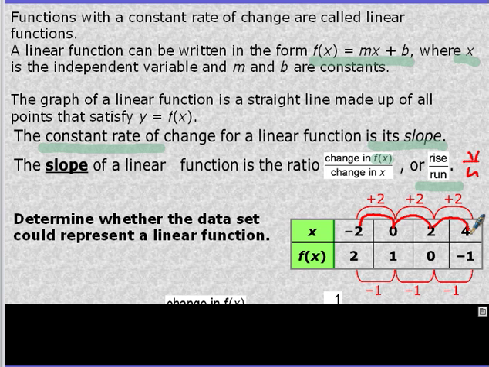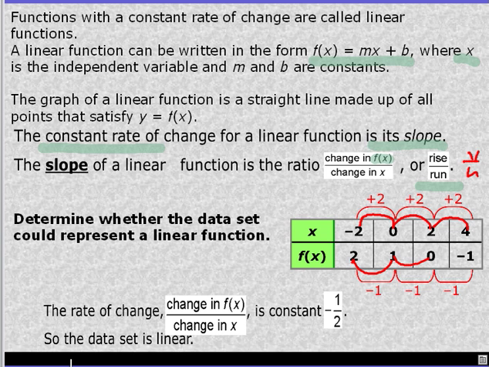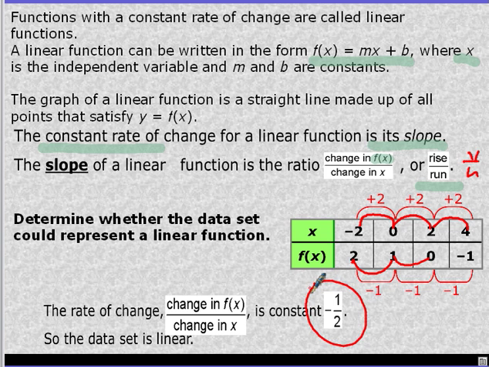What about our f of x or y? Well, from 2 to 1 we subtracted 1. From 1 to 0 we subtracted 1. From 0 to negative 1 we subtracted 1. So since both our change in x and our change in f of x are constant, we can say that this is linear, and in fact we found what our slope is. The rate of change is negative 1 over 2, or negative 1/2.